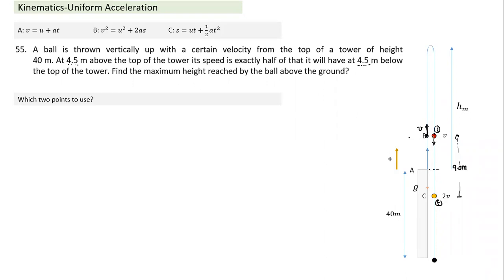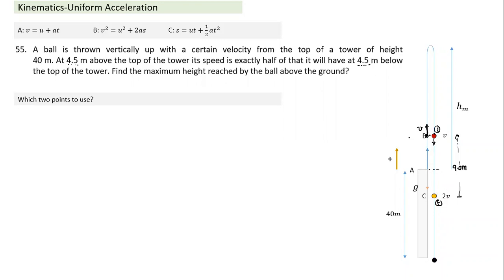We consider the downward direction as negative. Yes, from B it is not moving upwards. From B it has moved to C in the downward direction. We have taken the upward direction to be positive. So this is why I have taken so much time. Unless you understand how to apply this equation, B cannot be the final point.